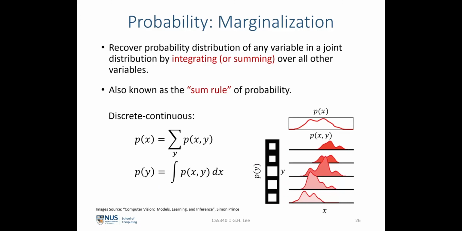Of course, the marginalization rule also works for a joint probability distribution of discrete and continuous random variables. Now suppose that we have a joint probability distribution p(x, y), where x is a continuous random variable and y is a discrete random variable. To find the marginal probability of x, we simply sum up over all the values of y. And similarly, to find the marginal probability of y, which is a discrete random variable, we need to integrate over all the values of x, since x is a continuous random variable.